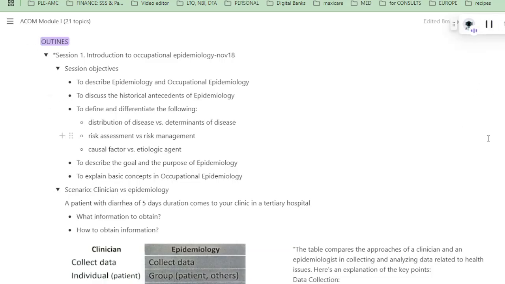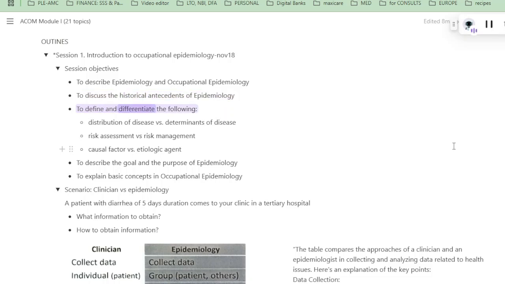Session 1. Introduction to Occupational Epidemiology. Session Objectives: to describe epidemiology and occupational epidemiology, and to discuss the historical antecedents of epidemiology.